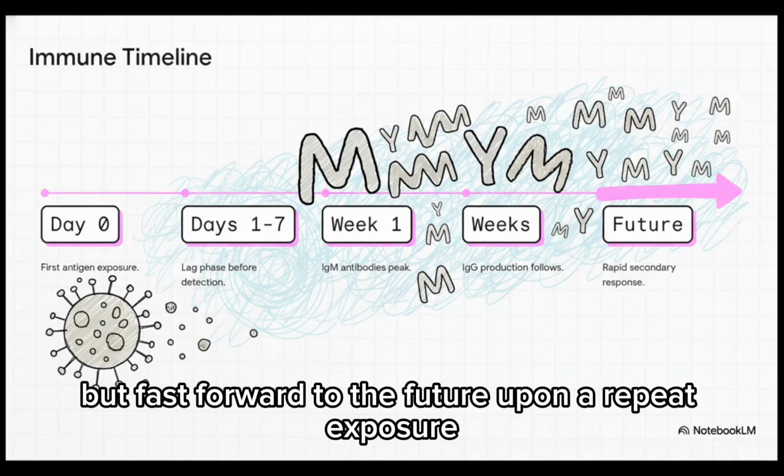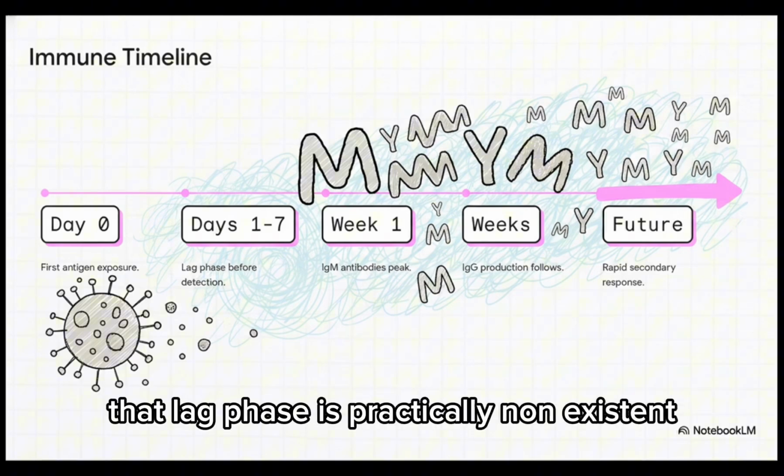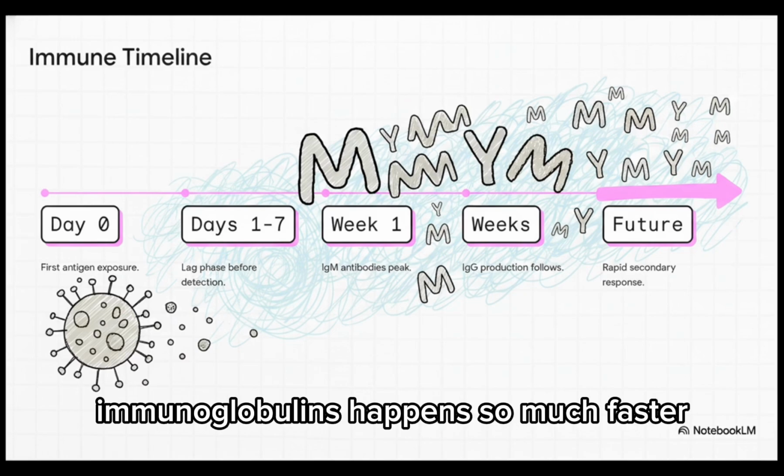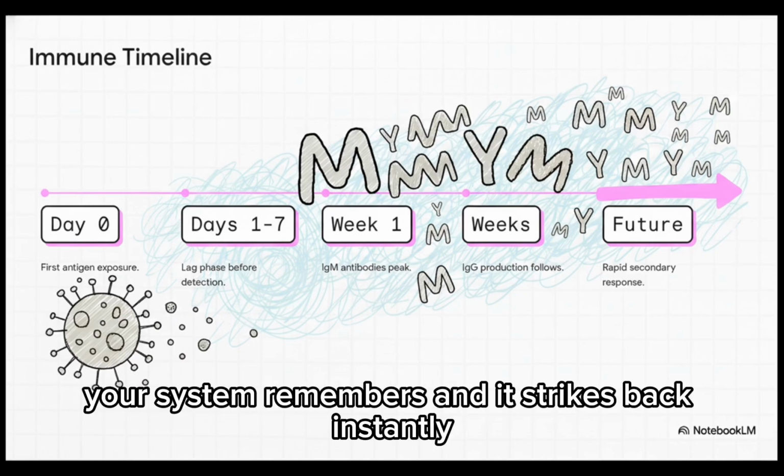But fast forward to the future, upon a repeat exposure, that lag phase is practically non-existent. The production of detectable serum immunoglobulins happens so much faster. Your system remembers, and it strikes back instantly.